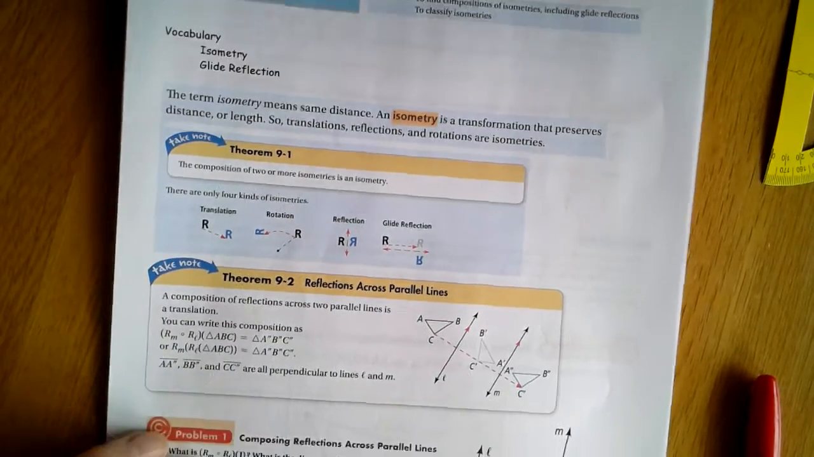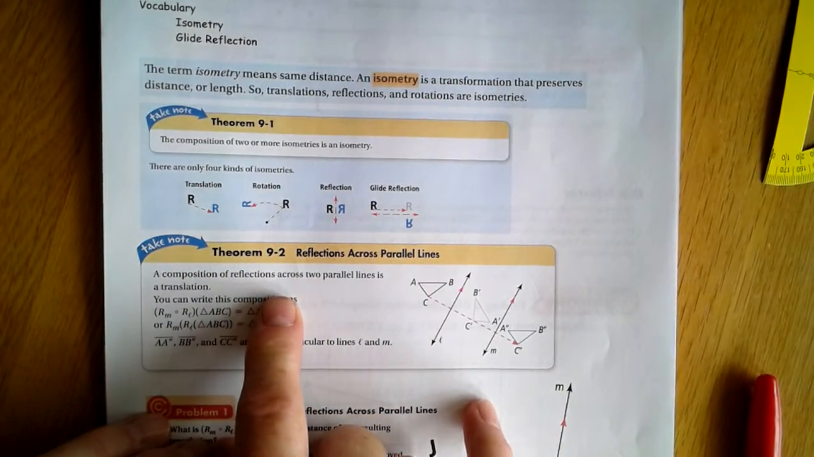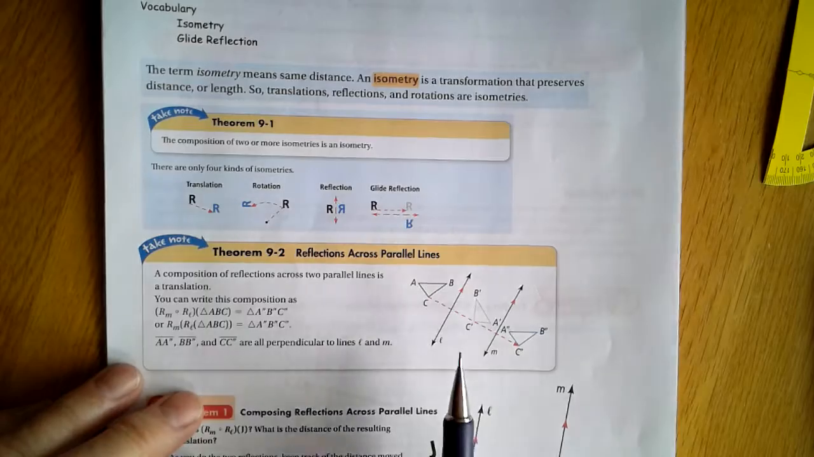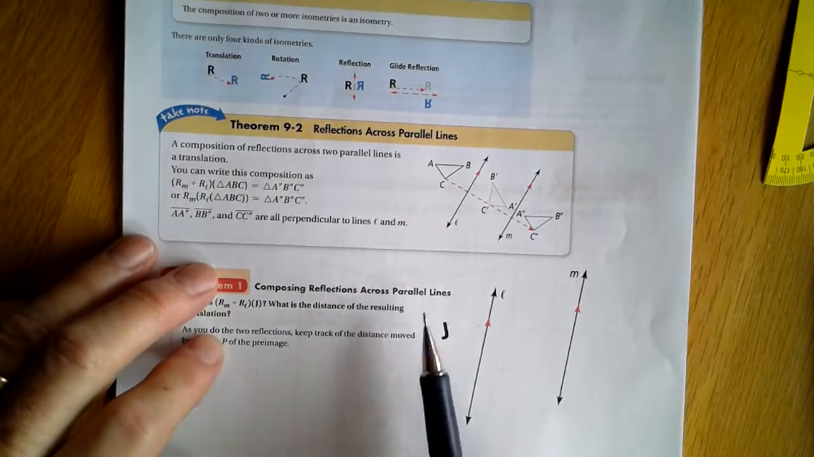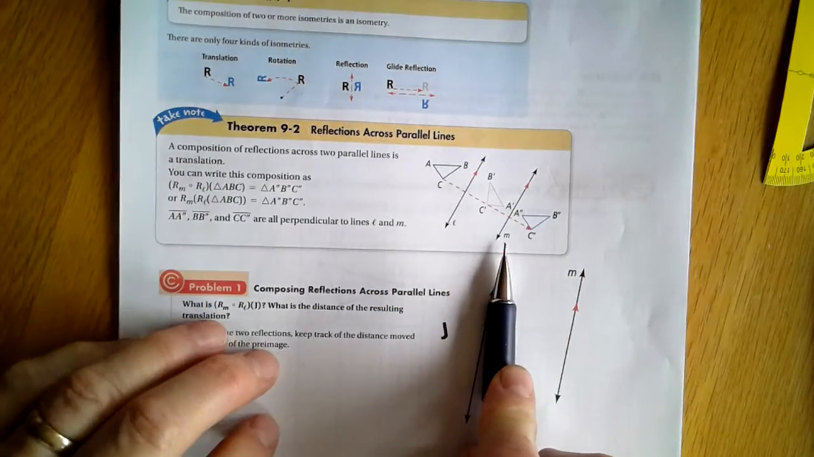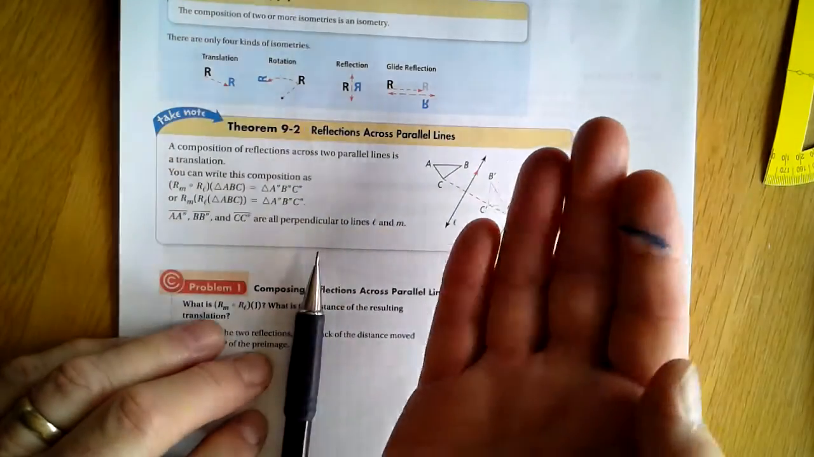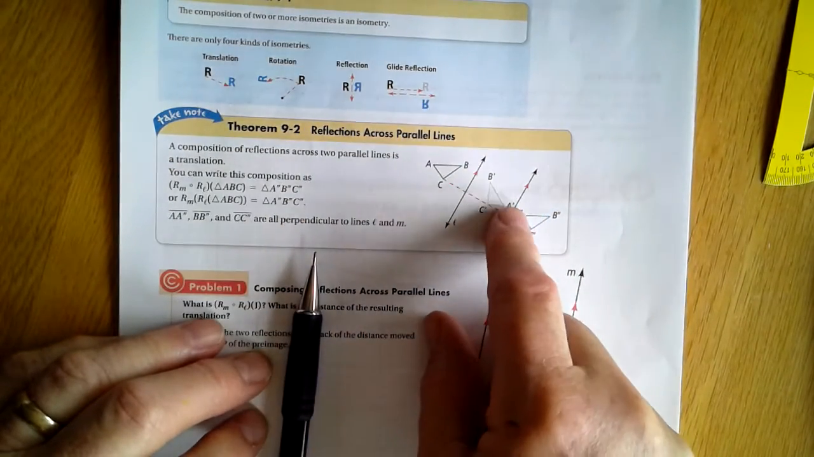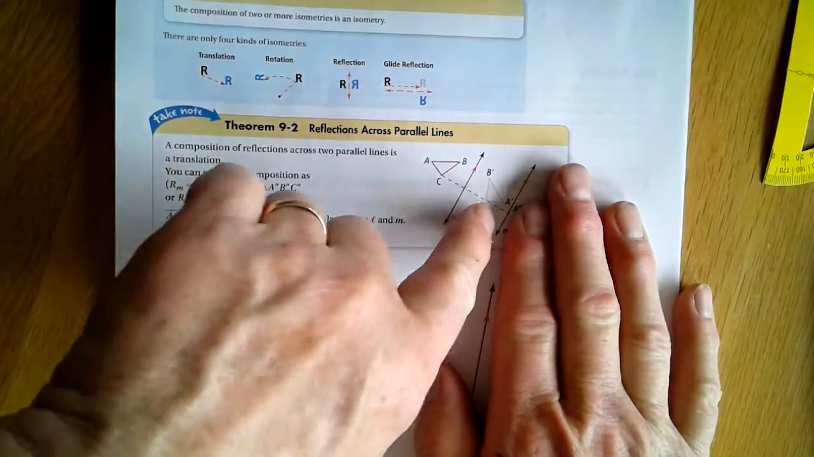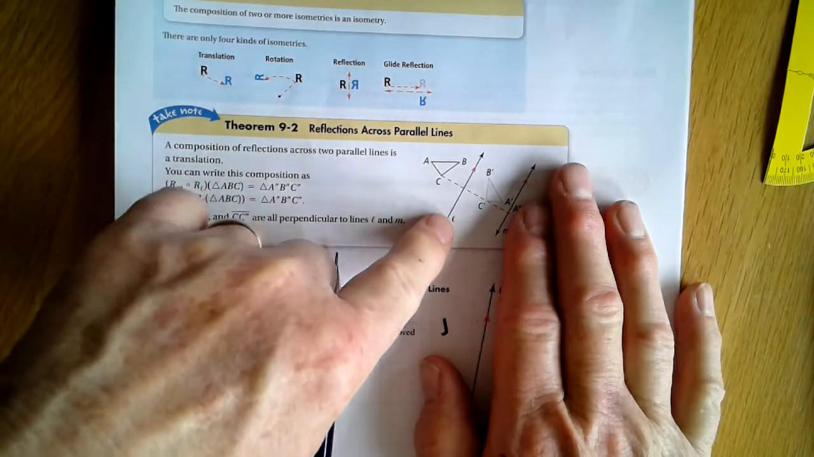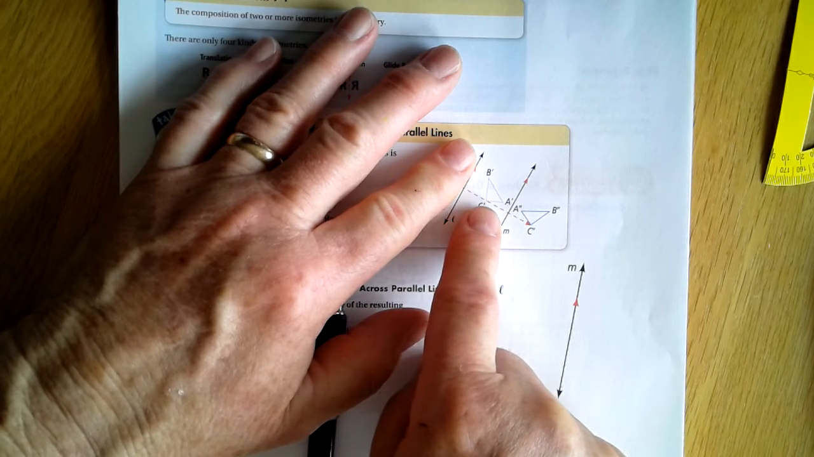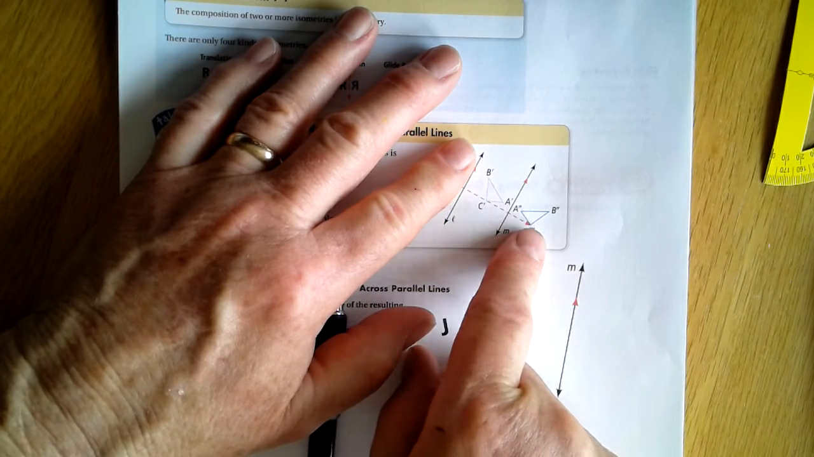A composition of reflections across two parallel lines is a translation. I'm going to show you with this example down here, J. If these two lines, L and M, are parallel, and I take triangle ABC and reflect it across L to get A prime, B prime, C prime, this is a reflection. Don't even look at that yet. That is the reflection of that across this line. Now take your first image, which becomes a pre-image, and reflect it over this line. You can see that it's just been reflected.